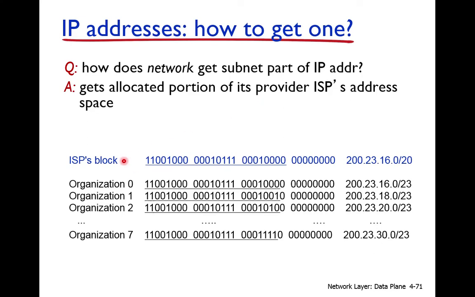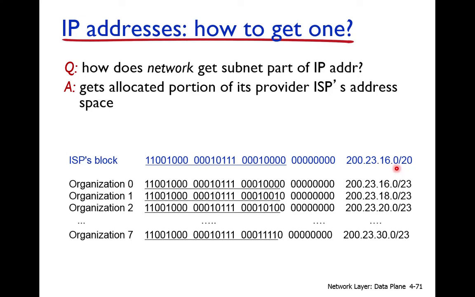Okay, for example, this is an ISP's block. Suppose this is ISP A. This ISP is assigned this block of IP addresses, like 223.16, where 20 bits are the network part. The remaining 12 bits are the host part, so 2 to the power 12 IP addresses can be there.